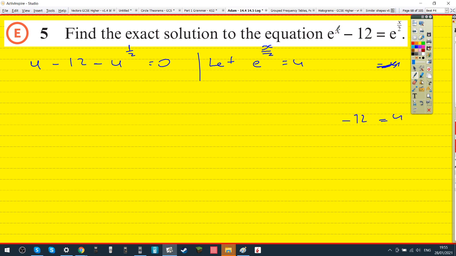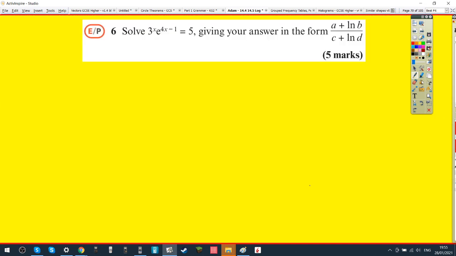This one, any idea about this one? Would it be over 2? Yeah. And so it's u squared. Yeah, that's a common one, but it's tricky. So let the smallest one be u, and then that one becomes u squared. So would it be u squared minus u minus 12 equals 0? Yeah. Okay. And then you'd solve that one. So those ones are okay.